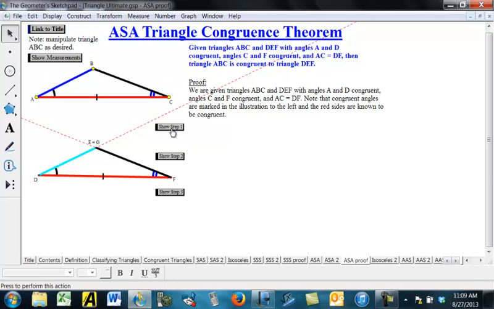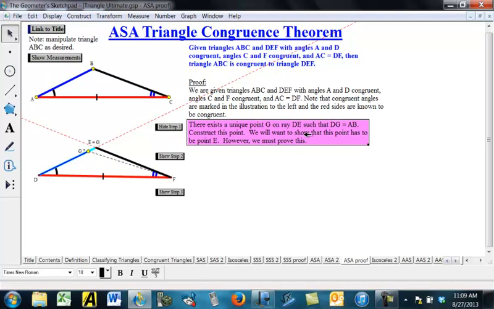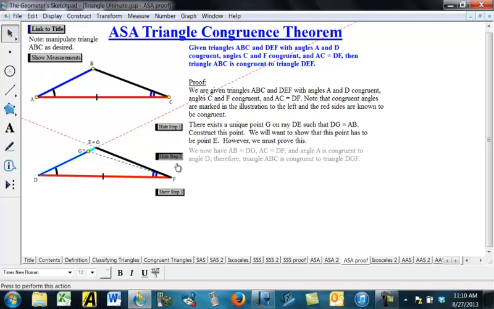Okay, so the first step is we know that there exists a unique point G on ray DE. We don't know where it is, but it's somewhere on this ray, such that this blue distance from D to G is congruent to the blue side up here. What we want to show is that eventually that has to be this point E. But at this point we don't know that it's point E. It could be down here, here, here. We're going to show that it eventually has to be there. So we have to prove that.